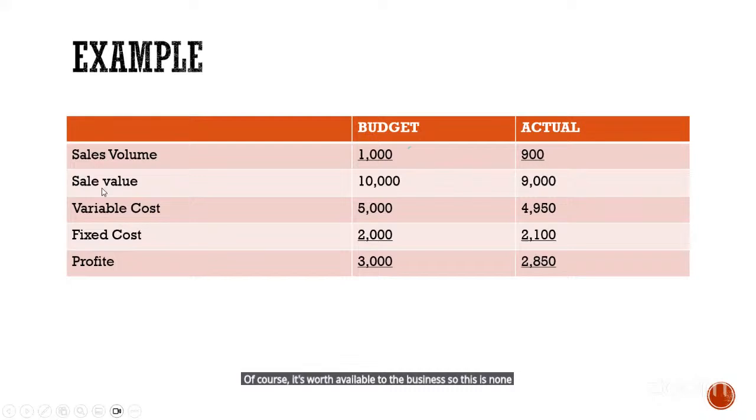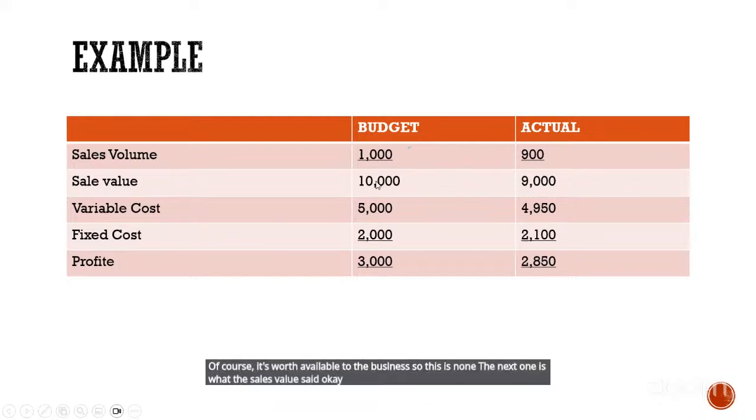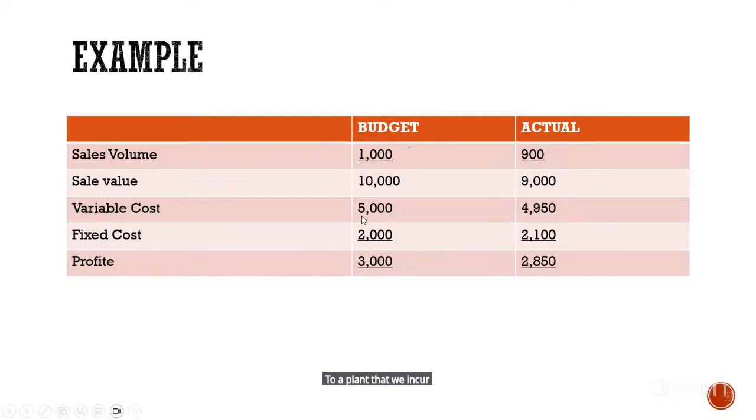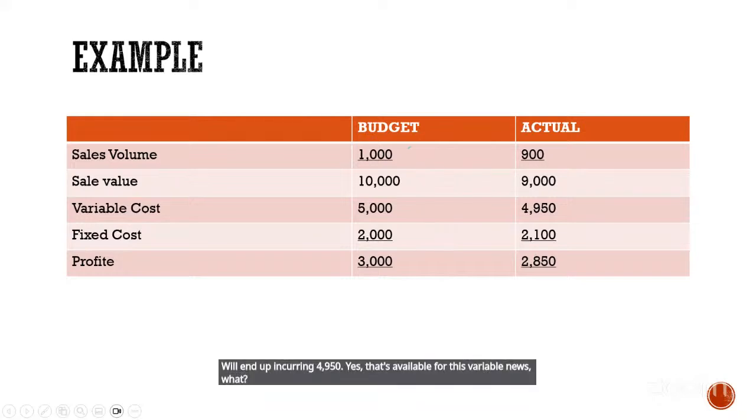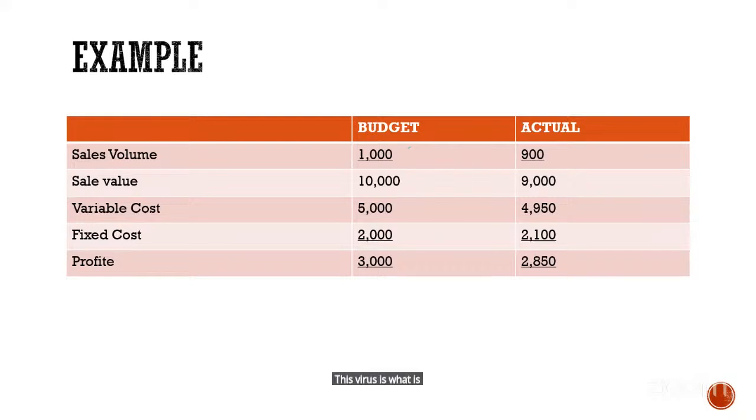The next one is the sales value. We said the value will be 10,000, but we got 9,000. Of course, still not favorable. Now, the variable cost, this is cost now. We planned that we would incur 5,000 naira as our variable cost, and we ended up incurring 4,950. This variance is favorable because we incurred less than what we projected. So we're saving 15 naira from our forecasted variable cost.